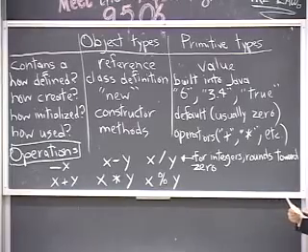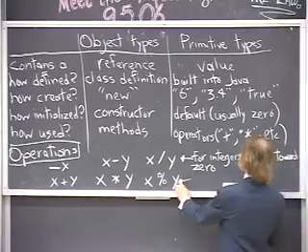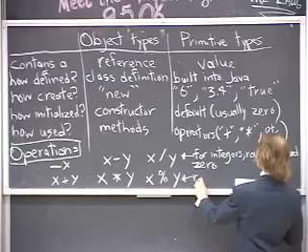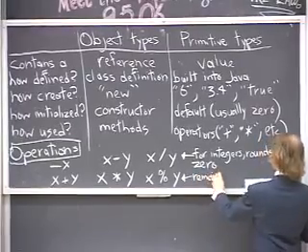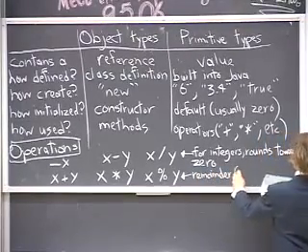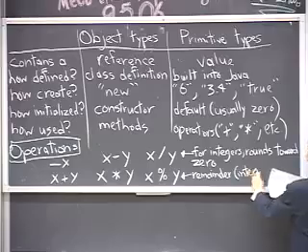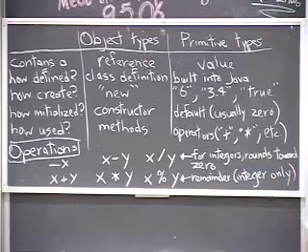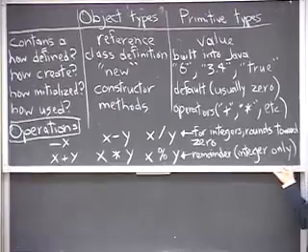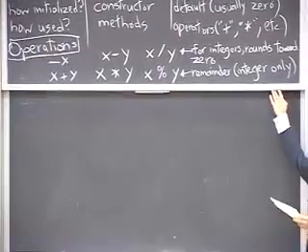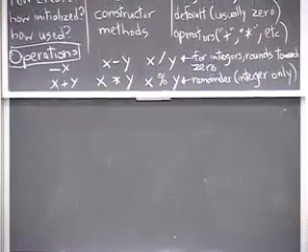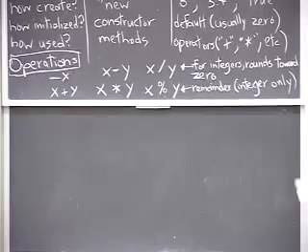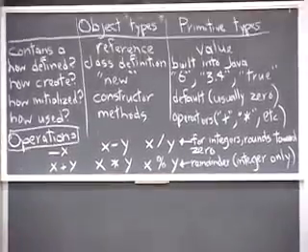For the remainder operation, well, that's an integer-only operation. You cannot use the percent sign on floating point numbers. Integers only. Any questions about that? In the back there.